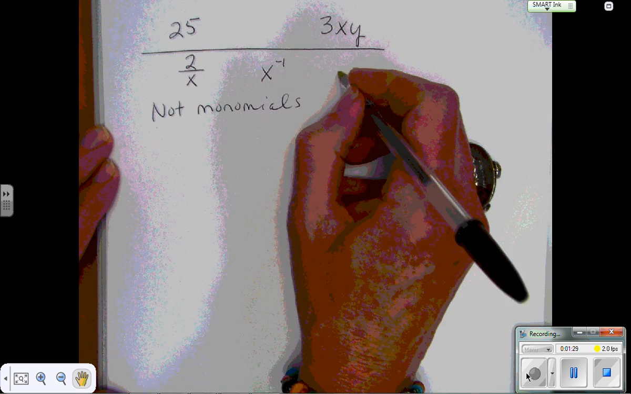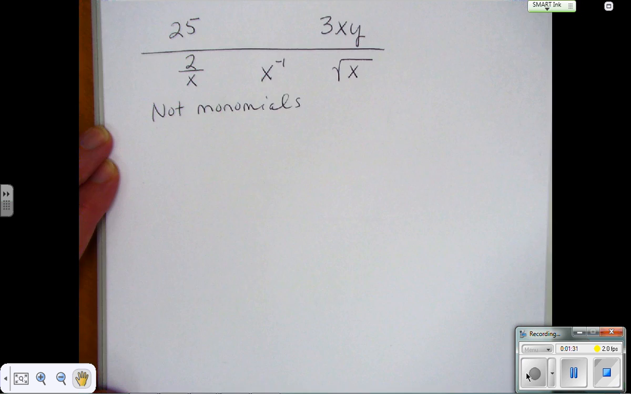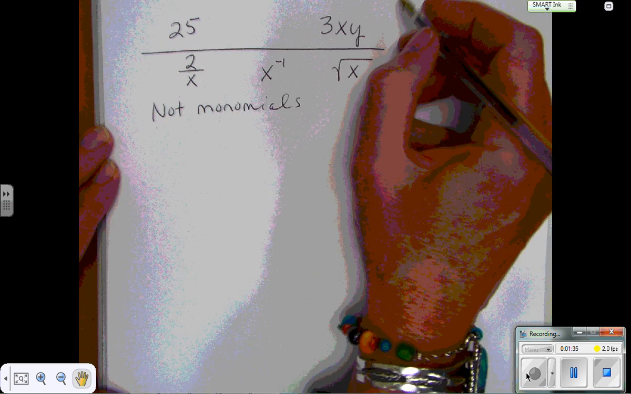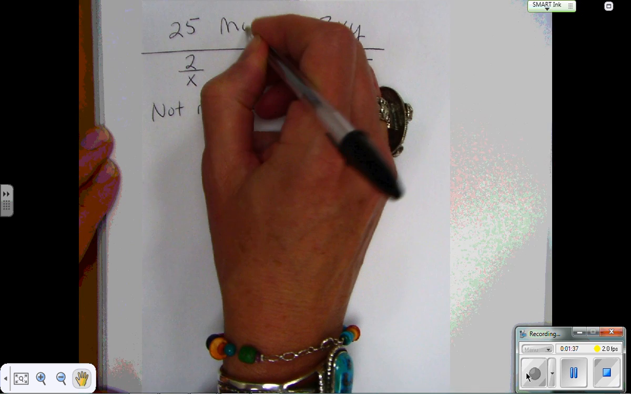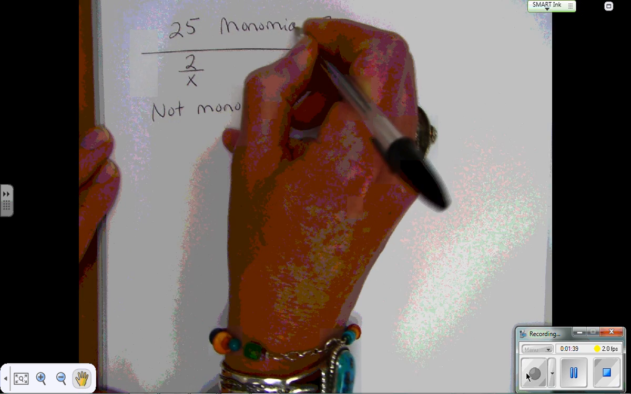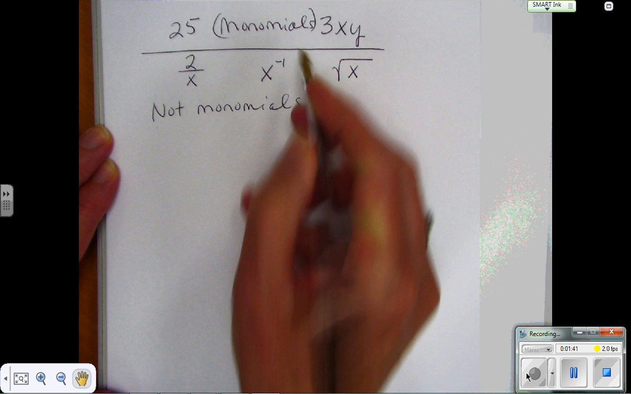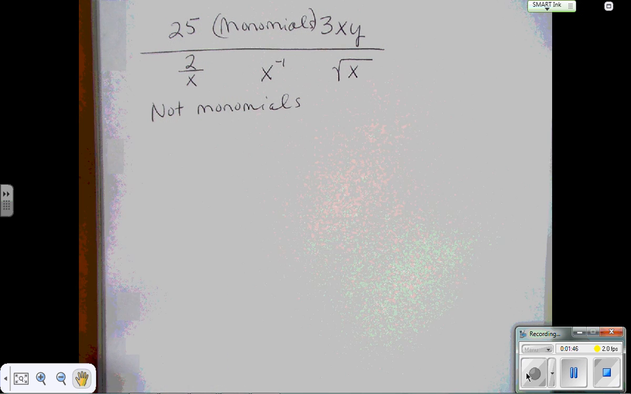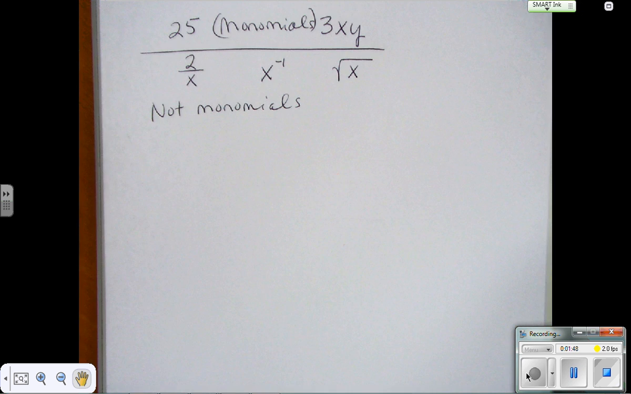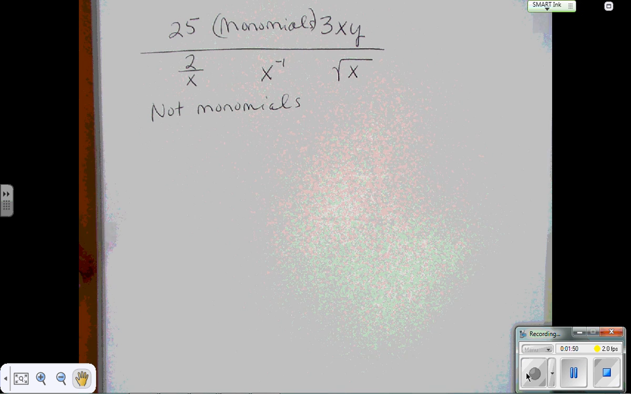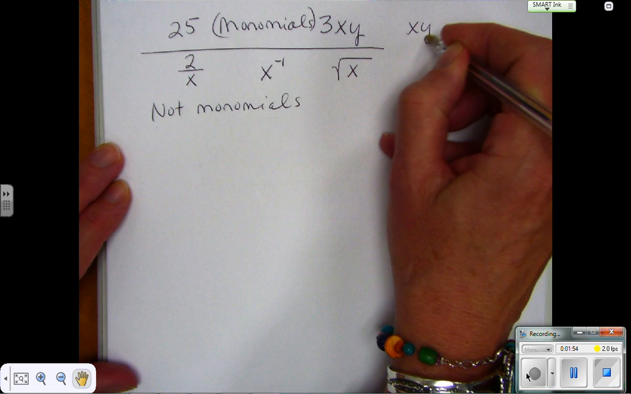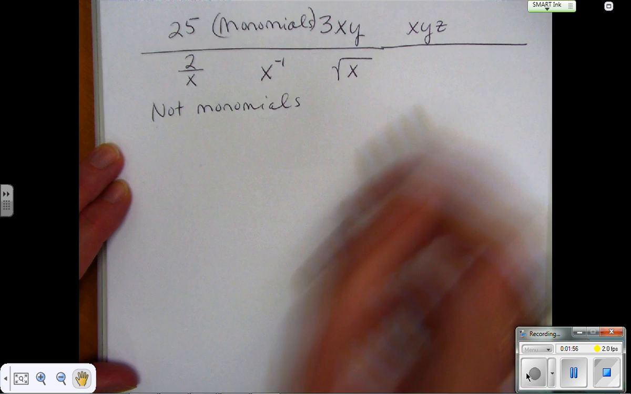We'll go over what a negative exponent means in a minute, but that's not a monomial. You cannot have a variable inside a root. That would not be considered a monomial. So these top ones are monomials, and the bottom ones are not. A monomial is just an expression consisting of numbers and letters, or just numbers or just letters, all being multiplied together. So x, y, z, all being multiplied together, that's a monomial.